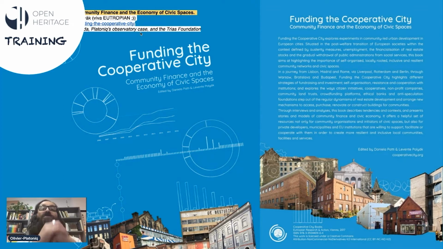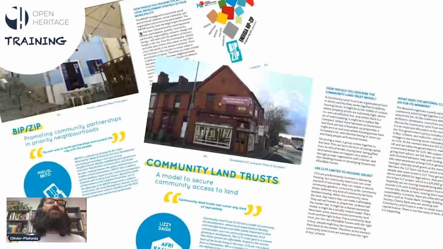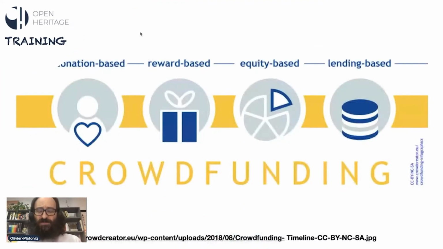I'd like to recommend also a book by our partners, Atelier, which brings all different cases together. It's called Funding the Cooperative City: Community Finance and the Economics of Civic Space, edited by Daniela Patti and Levente Polyak. So you should really look at it. So you have different examples or cases of community land trusts in different countries around Europe, right?